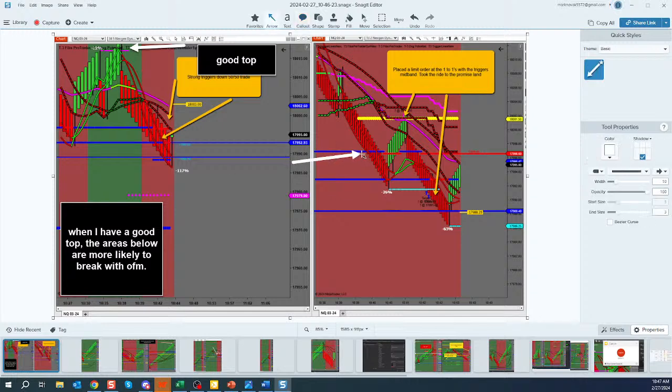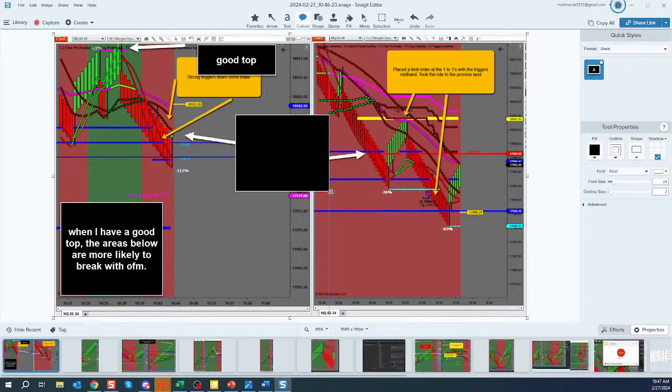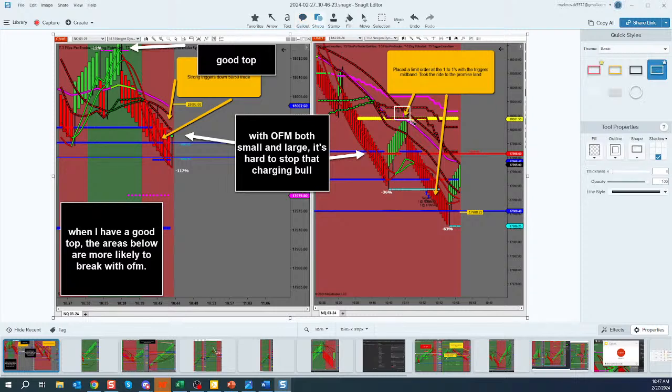Let's go to the next one. I want you guys to look at the momentum on the small chart and the large chart. And what do we recognize? With odds favorable momentum, both small and large, it's hard to stop that charging bull. There's so much momentum to the downside that it's amazing. And then guys, just one more little piece here.